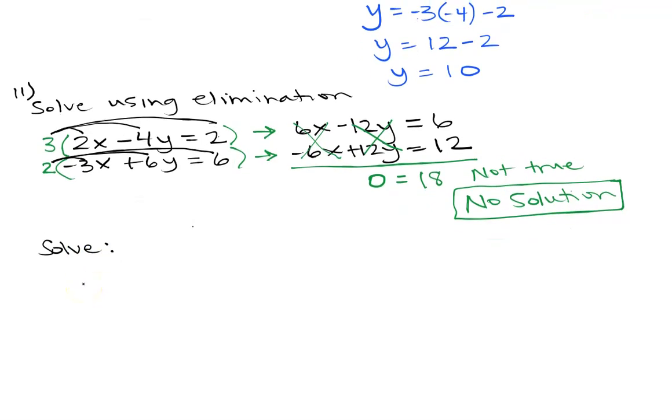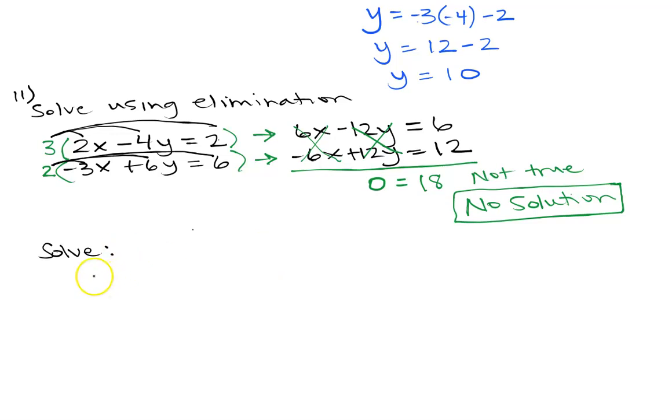This one is 5x minus 3y equals 22. Okay. And then 3x minus 2y equals 13. Okay. So, you tell me, which variable do you want to try and eliminate first? Do you want to get rid of the x's or do you want to get rid of the y's first?